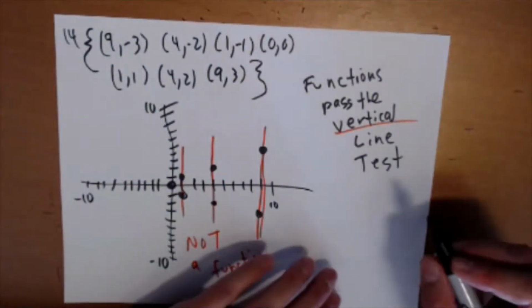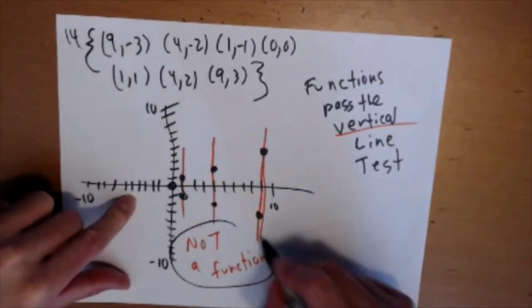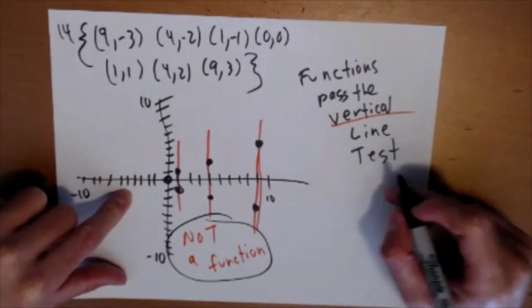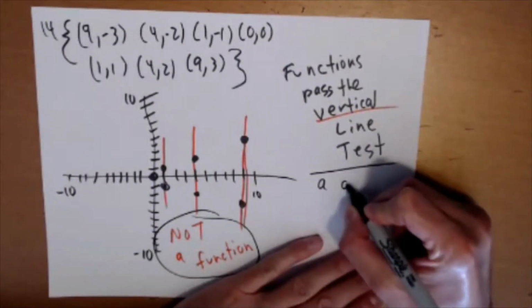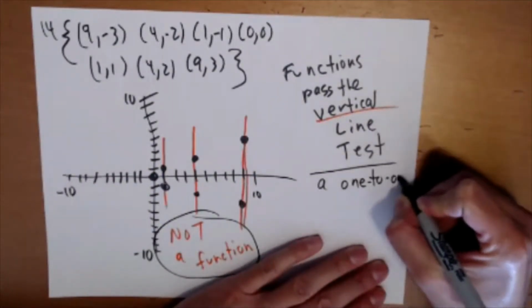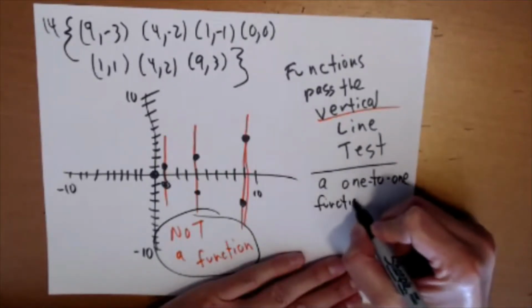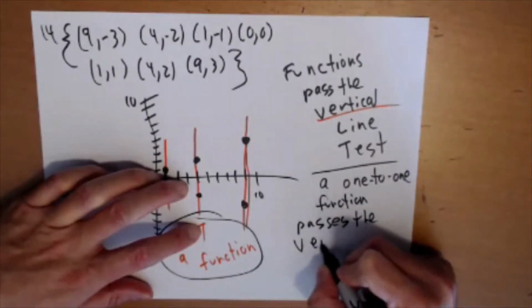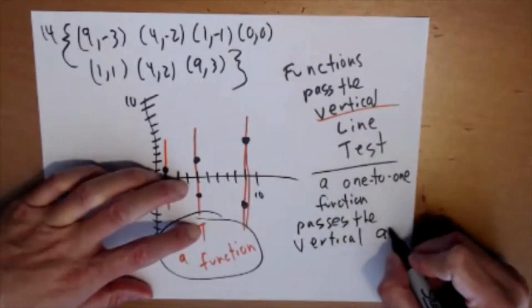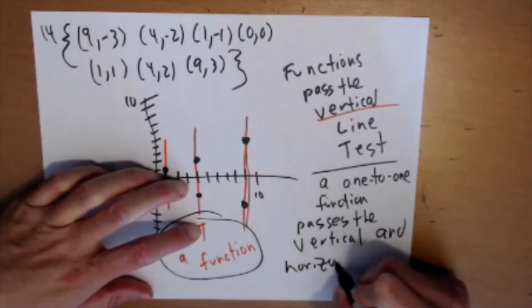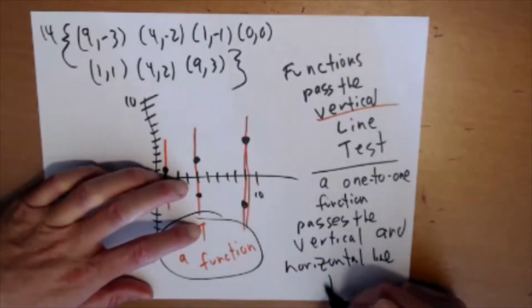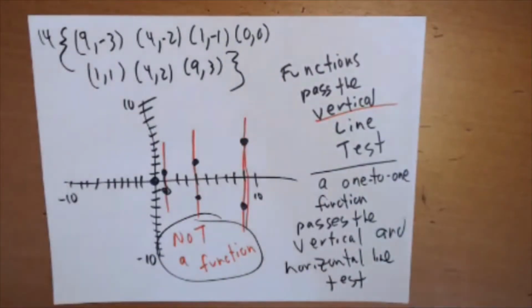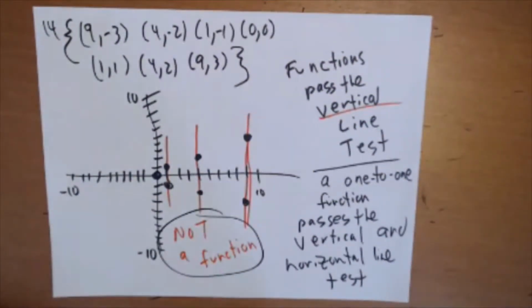And so the extra idea, so this is not a function, and then they even ask, is it one-to-one? So a one-to-one function passes the vertical and horizontal line test. Okay. So, quick example. Just going to make something up.